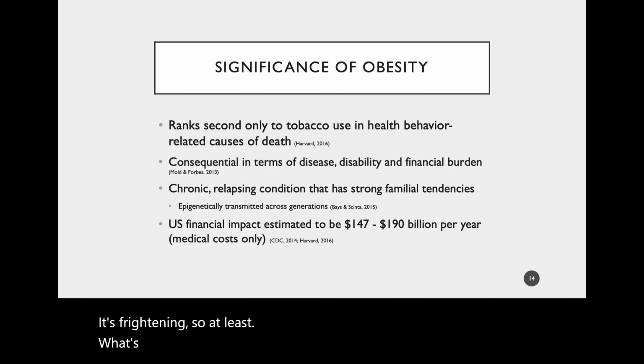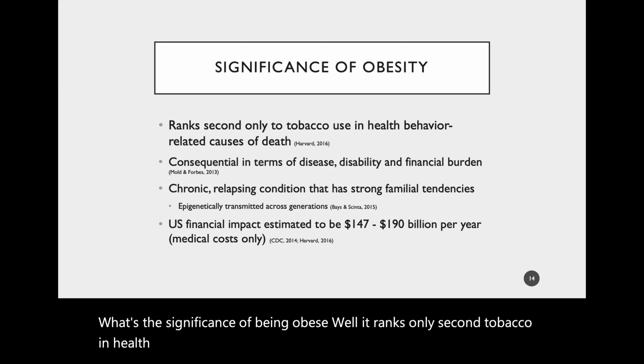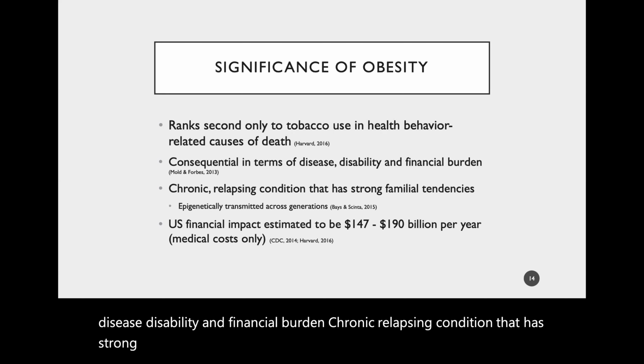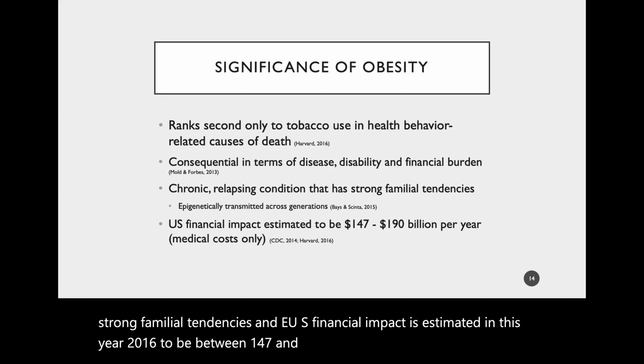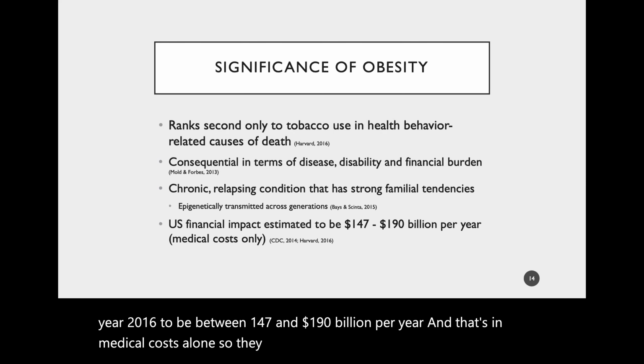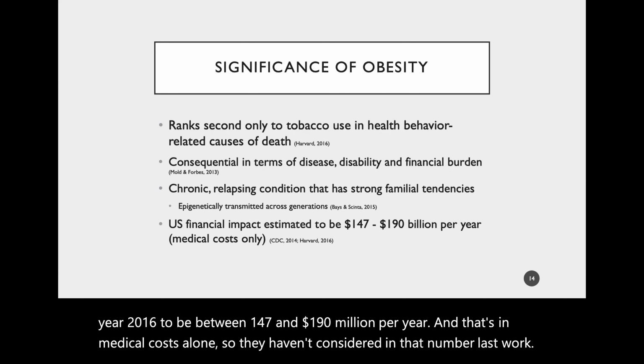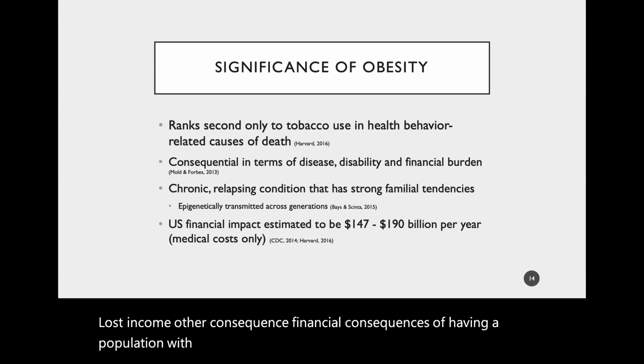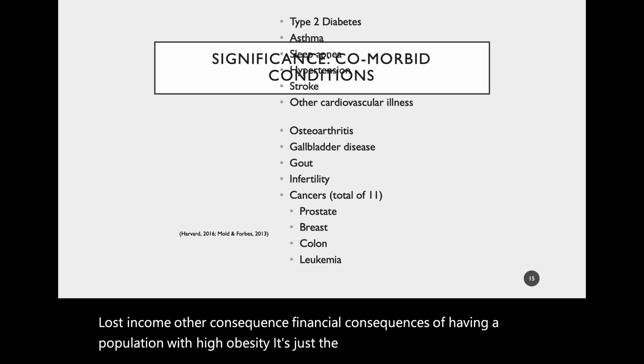Well, what's the significance of being obese? Well, it ranks only second to tobacco in health behavior related causes of death, consequential in terms of disease, disability, and financial burden, a chronic relapsing condition that has strong familial tendencies. The US financial impact is estimated this year, 2016, to be between 147 and 190 billion dollars per year, and that's in medical costs alone. So they haven't considered in that number lost work, lost income, other financial consequences of having a population with high obesity. It's just the healthcare related to high obesity.